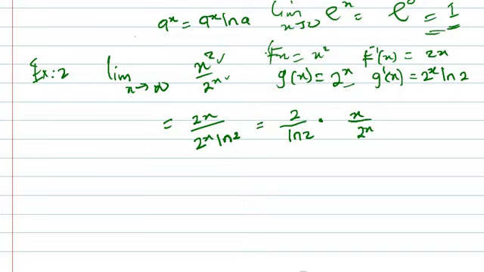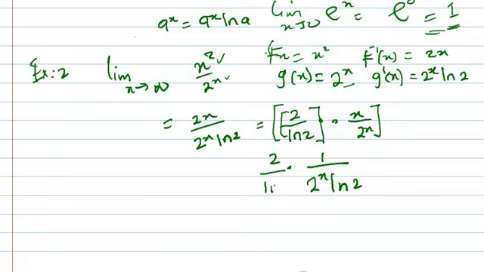So here we are to do the L'Hospital rule again. Here 2 over ln 2 is a constant, so we find the derivatives of the rest. The derivative of the numerator is 1, and the derivative of the denominator is still 2 power x times ln 2. But remember, we have this constant, so we can say 2 all over ln 2.